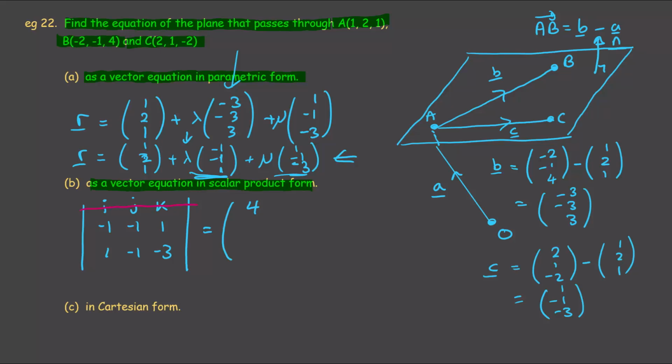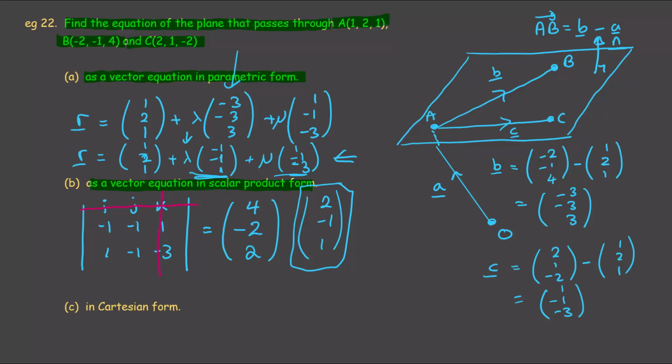We'll then cover up the j, and we're going to get 3, take away 1, which is 2, but remember we changed the sign on the middle one. And then we cover up the k, and that's going to give us 1, take away -1, so that will be 2. And then we could use as our normal, if we want to, we could use (2, -1, 1), and use that one as our normal.